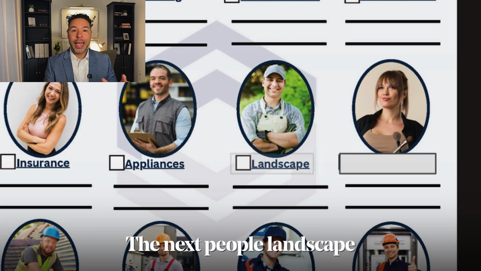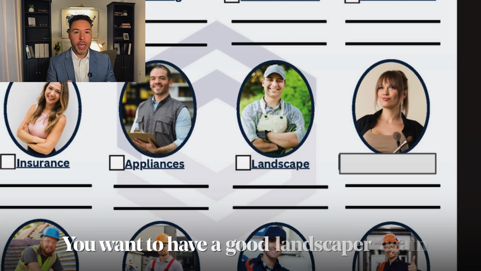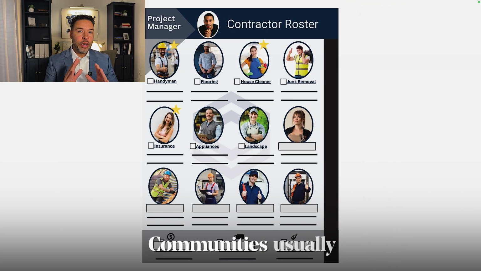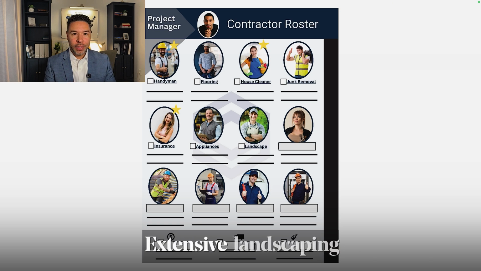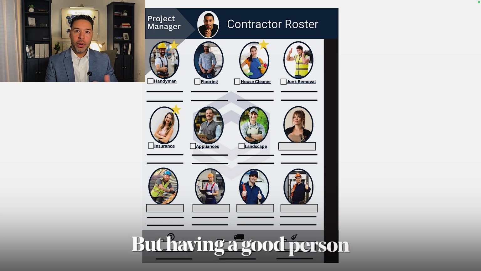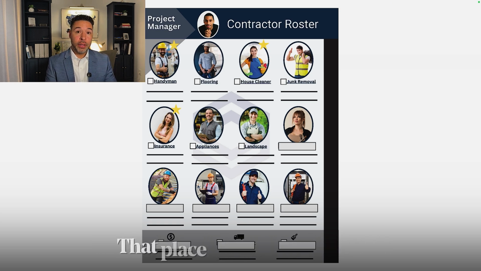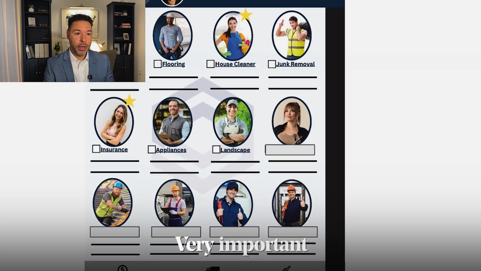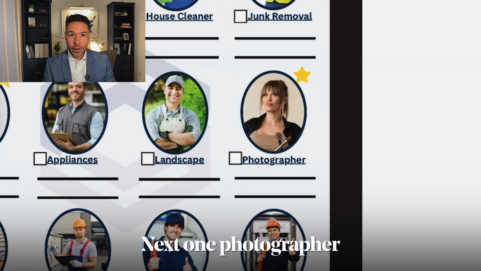The next people, landscape. You want to have a good landscaper. Again, in these mobile home communities, usually we're not having to do extensive landscaping, but having a good person who can affordably come and make that place look good outside, very important. Next one, photographer. This is big.